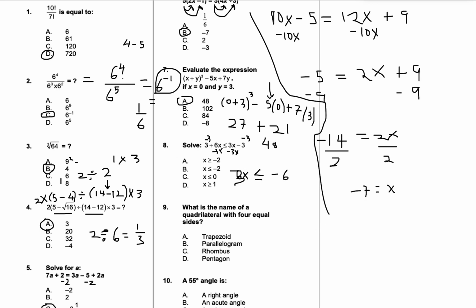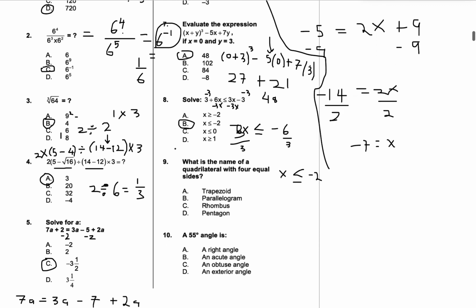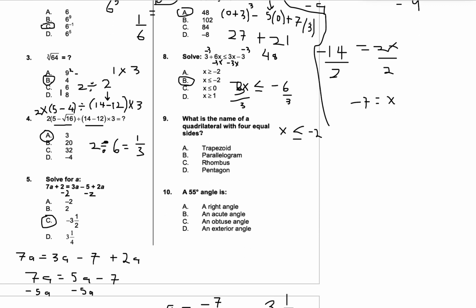So at this point, we could just divide both sides by 3. And we should get x is less than or equal to negative 2. So this one looks like it'll be b. And then this is just okay.